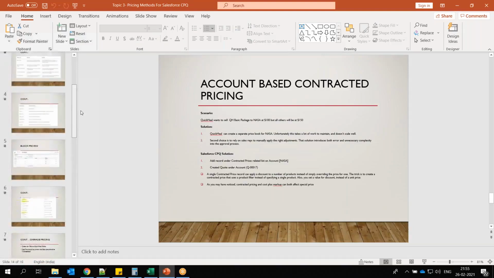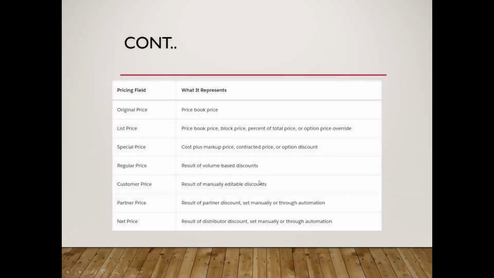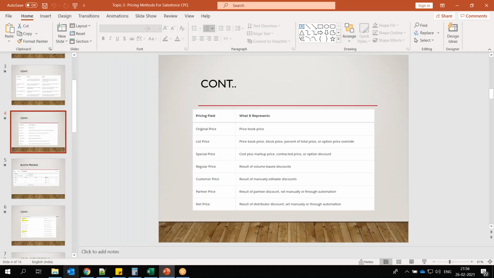So coming back to your slide number 4, let me zoom out. Coming back here, your special price will be impacted based on your cost plus markup or contracted pricing or option discount. So what is this option discount? We will discuss that in a few minutes. But cost plus markup and contracted pricing, what will happen if I have a cost plus product as well as contracted pricing defined? Because it's not stopping you, right?